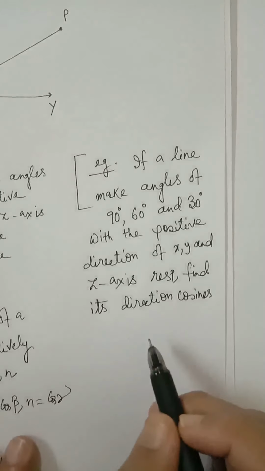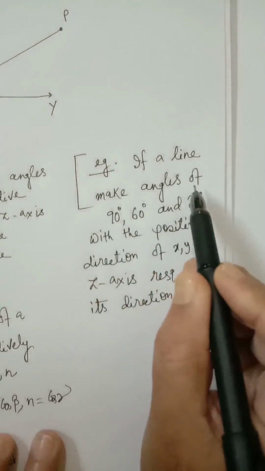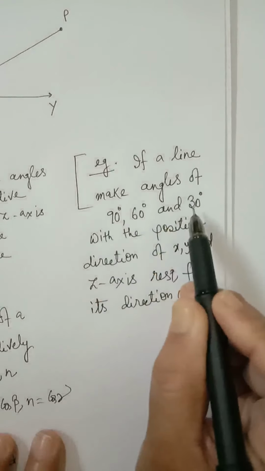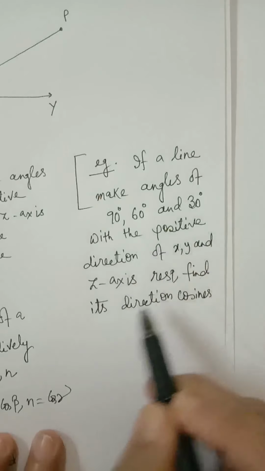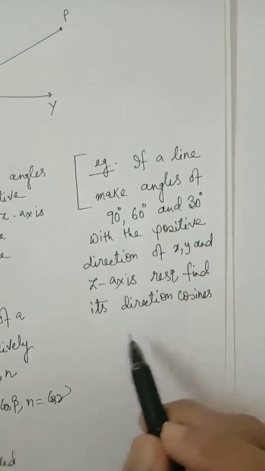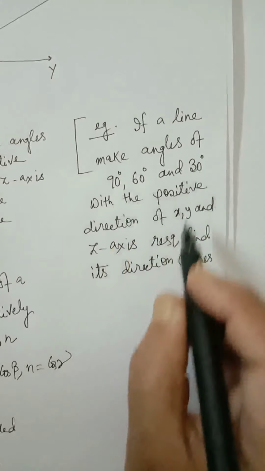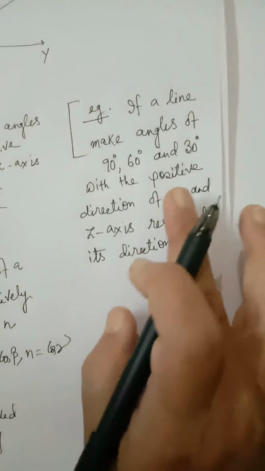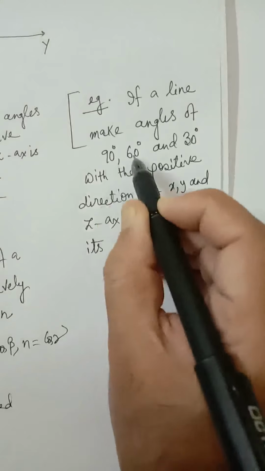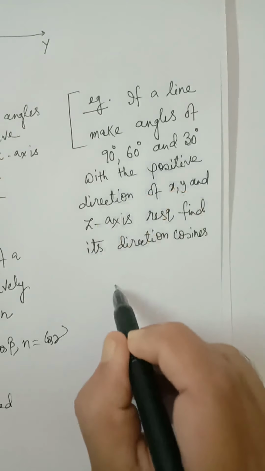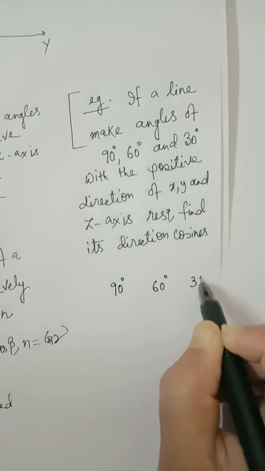Here I have taken one simple question. If a line makes angles of 90 degree, 60 degree and 30 degree with the positive direction of x, y and z axis respectively, find its direction cosines. So these angles, 90 degree, 60 degree and 30 degree, are the direction angles.